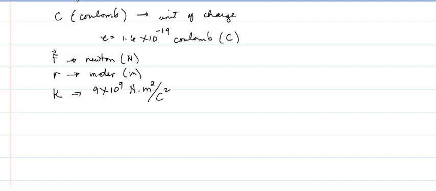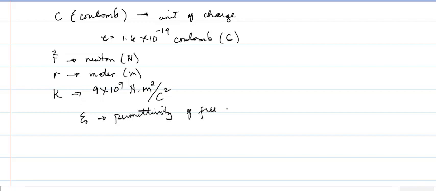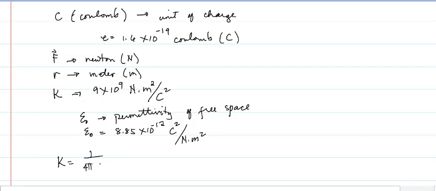K can also be expressed in terms of epsilon naught, which is the permittivity of free space. And it has a value equal to 8.85 times 10 to the negative 12 coulomb square per Newton meter square. As you can see, this is just the reverse unit of our K, so we can express K in terms of epsilon naught, or this is equal to 1 over 4 pi epsilon naught.